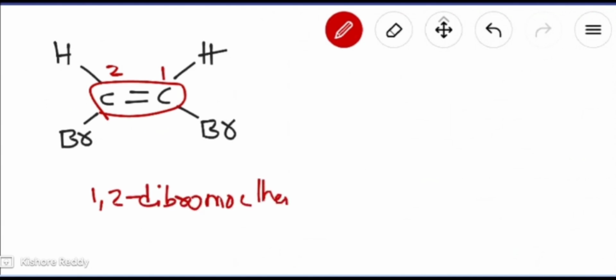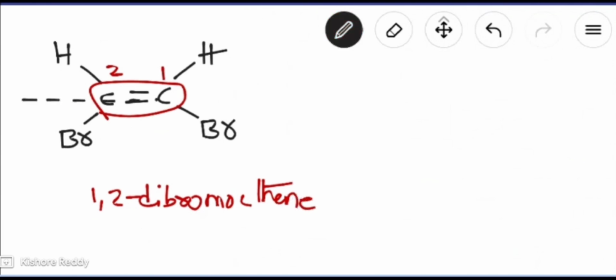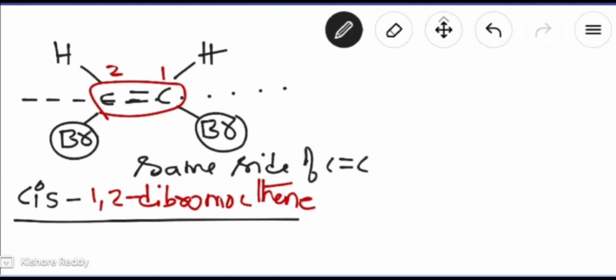Now is it cis form or trans form? Observe this, on the same side of the double bond, what do you have? Bromine and bromine, halogens are the same, H and H are on the same side. So if the same groups are present on the same side of the double bond, then you just add cis to this. This is called cis-1,2-dibromoethene.